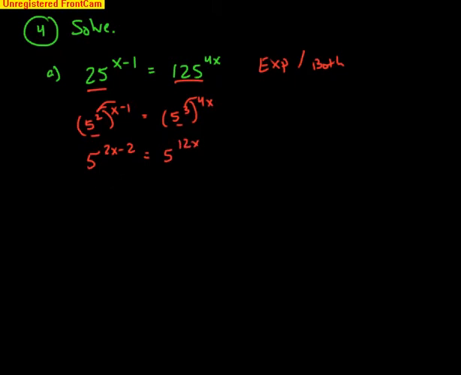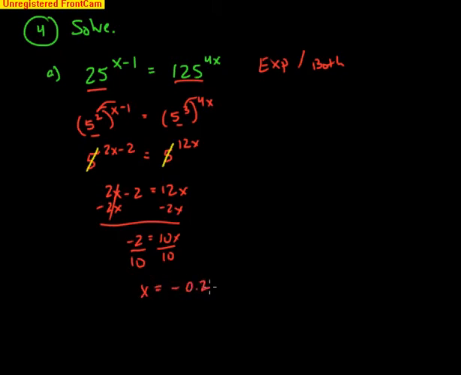And now, since these 5's are the same, cross them off. We don't need them anymore, because if the bases are the same, then the exponents must be the same. 2x minus 2 must equal 12x. And we solve. Let's subtract 2x from both sides. Negative 2 equals 10x, and let's divide by 10.